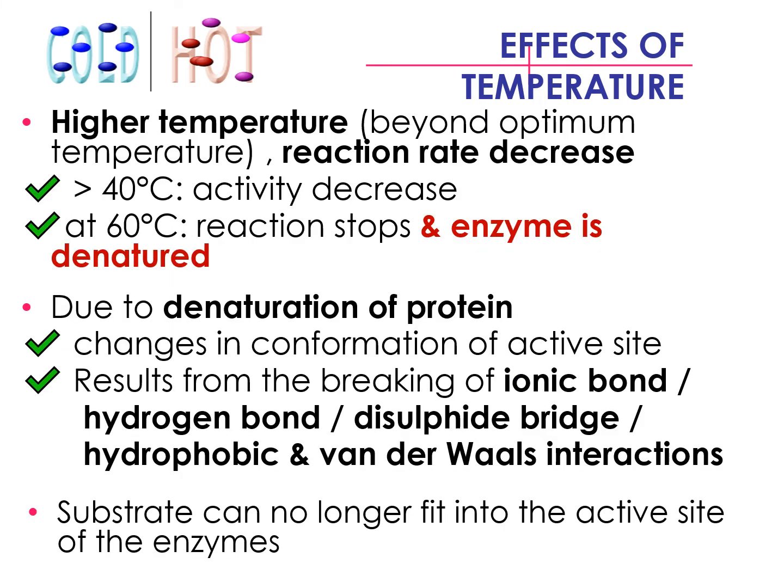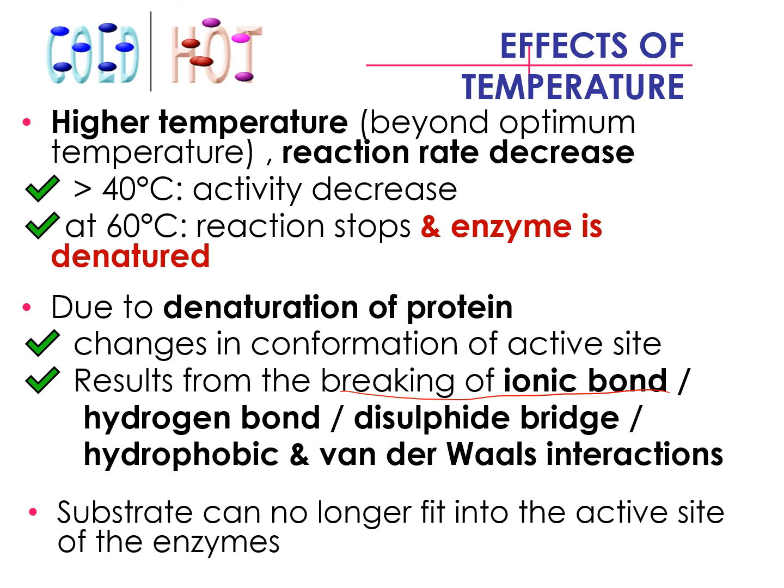At higher temperature, beyond optimum temperature, the rate of reaction will decrease. At 60 degrees Celsius, usually the reaction will stop, and the enzyme is denatured. Okay, what makes the enzyme denatured? Because enzyme is a protein. The change in the conformation of active sites is because of the breaking of ionic bonds, hydrogen bonds, disulfide bridges, hydrophobic and van der Waals interactions.